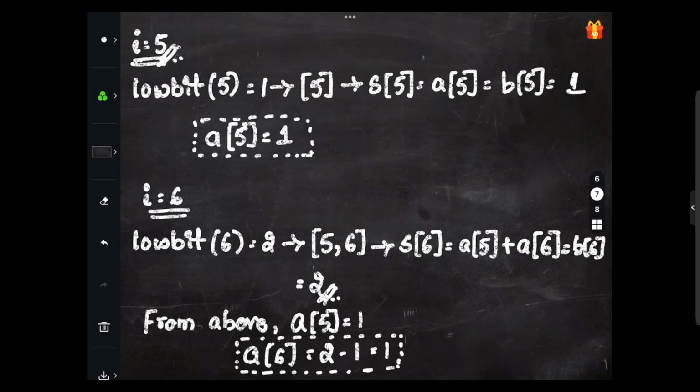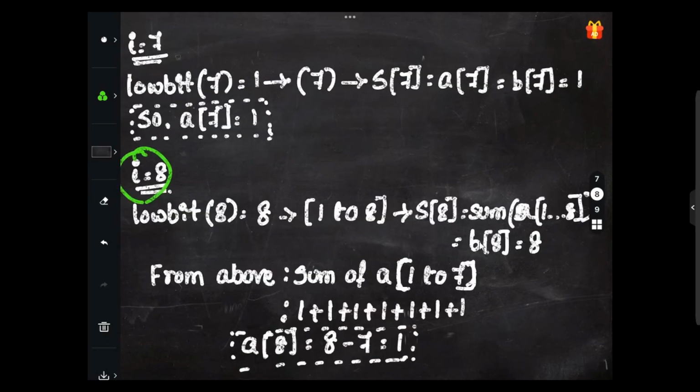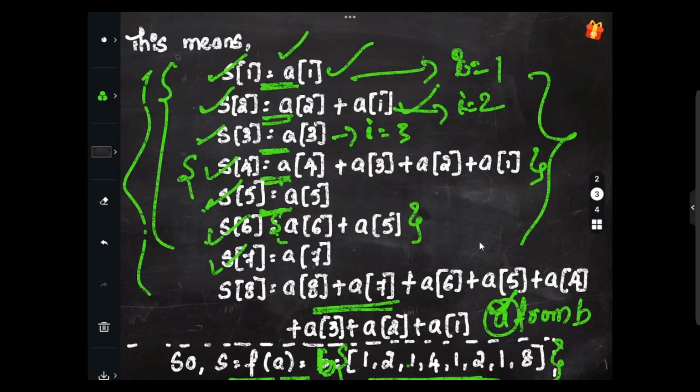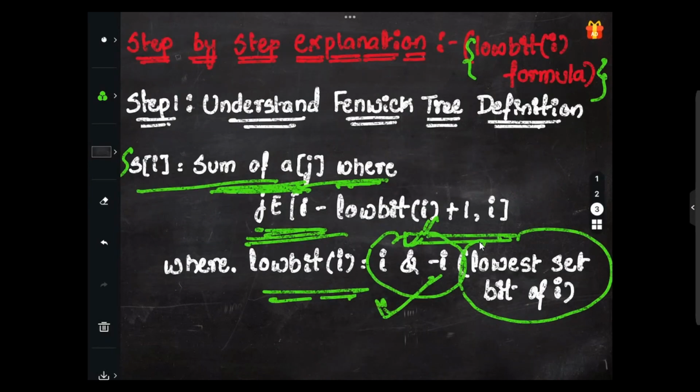For 5 we'll get the value 1. For 6 we'll get the value 1 as well. For 7 we'll get the value 1. And for 8 we'll get the value 1. For the calculation part, you can just pause the video and look into the calculation. I have already shown the formula. Again, I'm showing how we are doing the calculation.